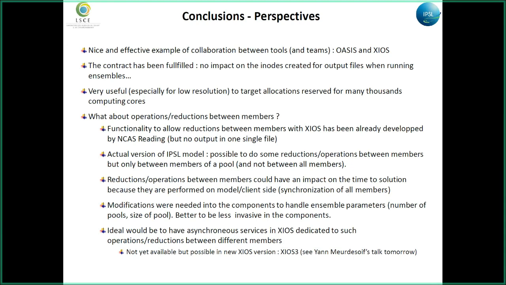Here, a constraint. Reduction and operations between members could have an impact on the time to solution, because in the actual model, they are performed on the model or client side. That means a synchronization of all members is needed to do some reduction and operation. Some modifications were needed in the component to handle parameters concerning the number of pools and size of pool. So it is not plug and play. You have to modify your component. So it would be better to be less invasive.